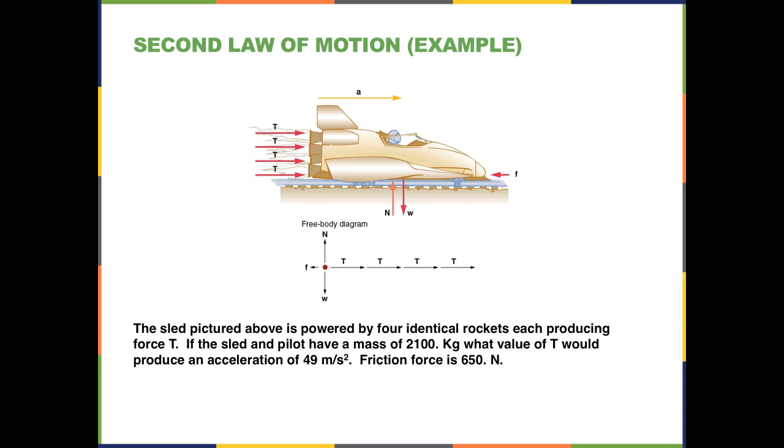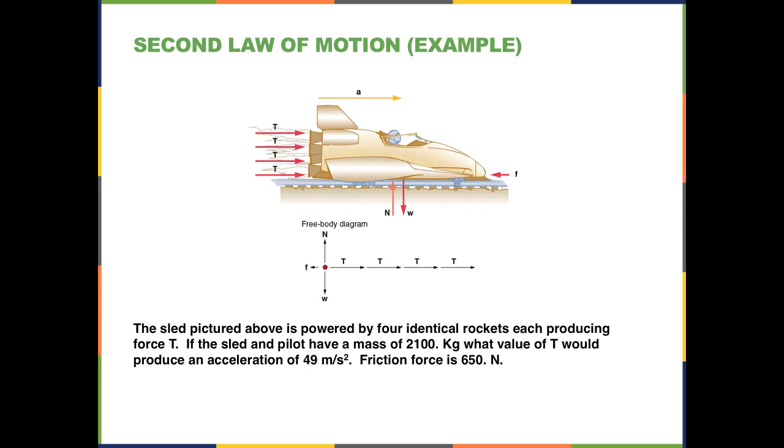Here's another example. This is a jet car or a jet sled, and it's powered by 4 identical rockets, each producing a force labeled T. If the sled and the pilot have a mass of 2,100 kilograms, what value of T, realizing it's 4 times T that results in the acceleration, will produce an acceleration of 49 meters per second squared? Friction force is equal to 650 newtons.